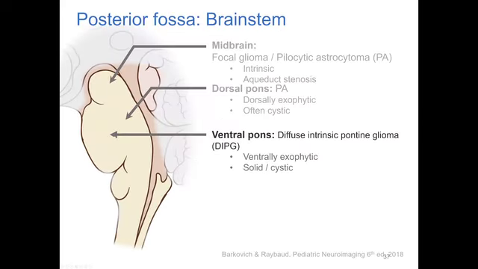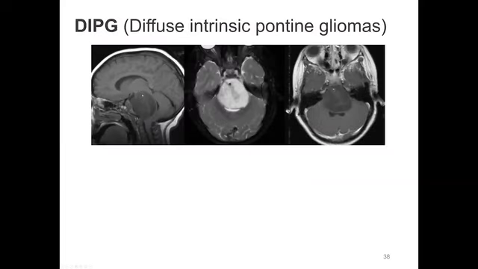Going to the ventral pons. In the ventral pons, the most common tumor is the DIPG, diffuse intrinsic pontine glioma. Different from dorsal pontine tumors, the ventral pontine tumors will show ventral exophytic growth. They also can appear solid and cystic. So you can see this tumor epicenter in the ventral pons with some ventral exophytic growth, and it even surrounds the basilar artery, engulfing the basilar artery.